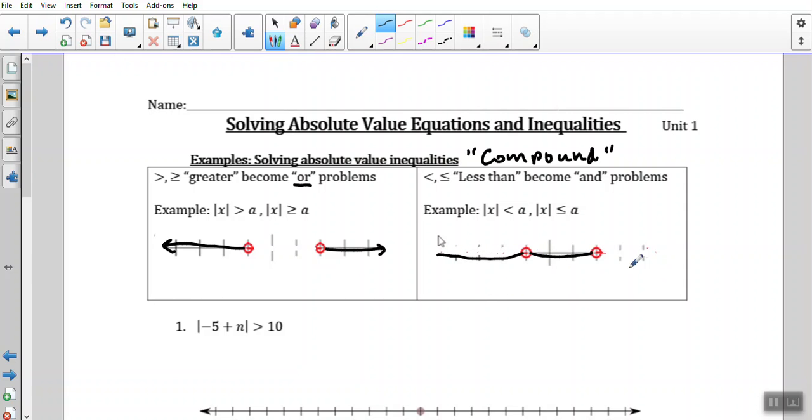And again, this is the absolute value symbol. The graph gets shaded in between, and then on the other side. Okay, so let's take a review. Whenever you have a greater than or greater than or equal to symbol, it becomes an OR problem. Okay, so for example, you have these two examples here, and we can graph it as an OR problem where it goes in opposite directions. Okay, and then the less than becomes an AND problem where it gets graphed in the middle.